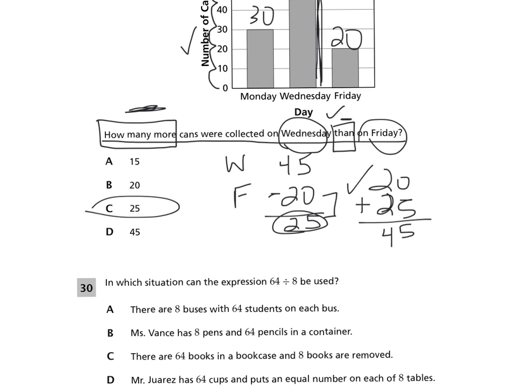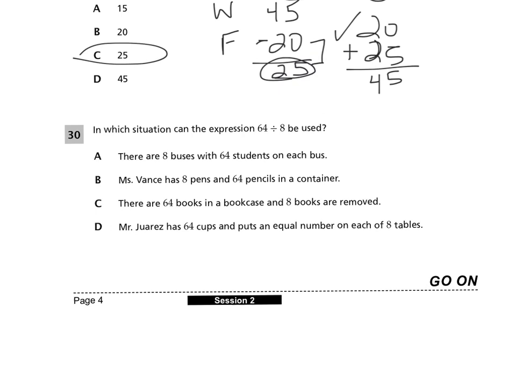Number 30, in which situation can the expression 64 divided by 8 be used? So they're going to give us what we call a scenario, a situation with these numbers. So 64 is the total, and it either has to be broken up into groups of 8 or into 8 groups. That's what division is. So let's read each of our choices and eliminate some that don't match.